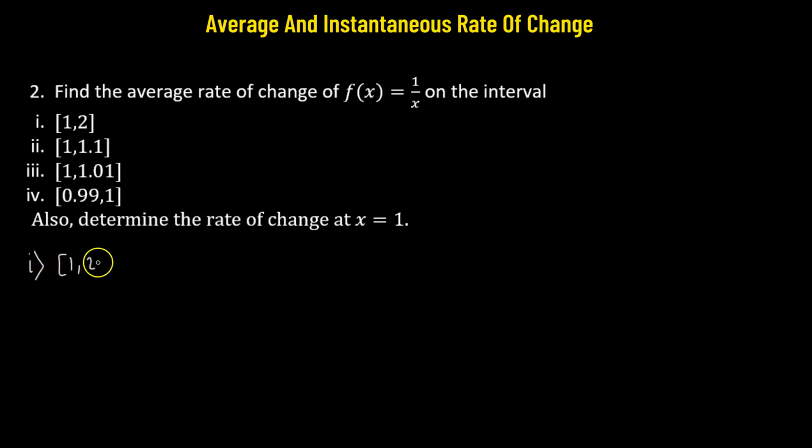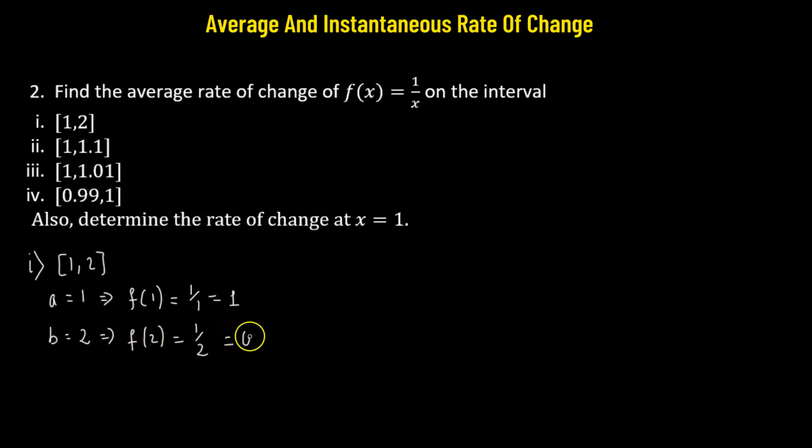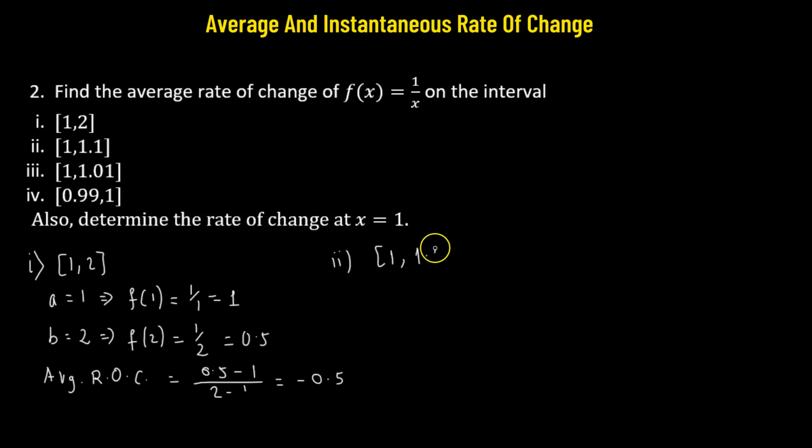For the first interval 1 and 2, the value of a is 1 and the value of b is 2. For a equals 1, f of 1 will be equal to 1 over 1, so this is simply 1. And for f of 2, which is 1 over 2, this will be 0.5. That means the average rate of change will be equal to f of b, which is 0.5, minus f of a, which is 1, divided by 2 minus 1, and this is negative 0.5.